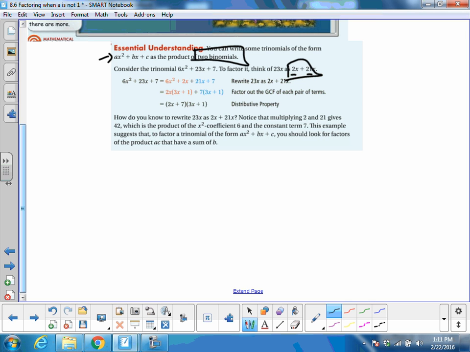And so I can rewrite it this way, 6x squared plus the 2x plus the 21x plus 7, which is going to equal this side. I can then factor out, so I look at the red here, and I can factor out a 2x, so I have 2x times 3x plus 1. In the blue, I can do the same thing. I take the 21x plus 7 and I factor out a 7, and I have 7 times 3x plus 1. And in this case, I have 3x plus 1. That's one of my terms, and I'm multiplying it by the 2x plus the 7, and that's how I get my first binomial.